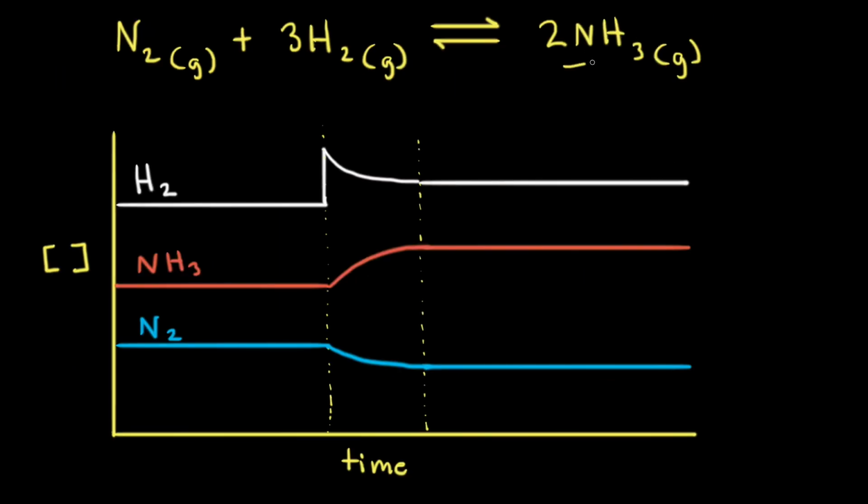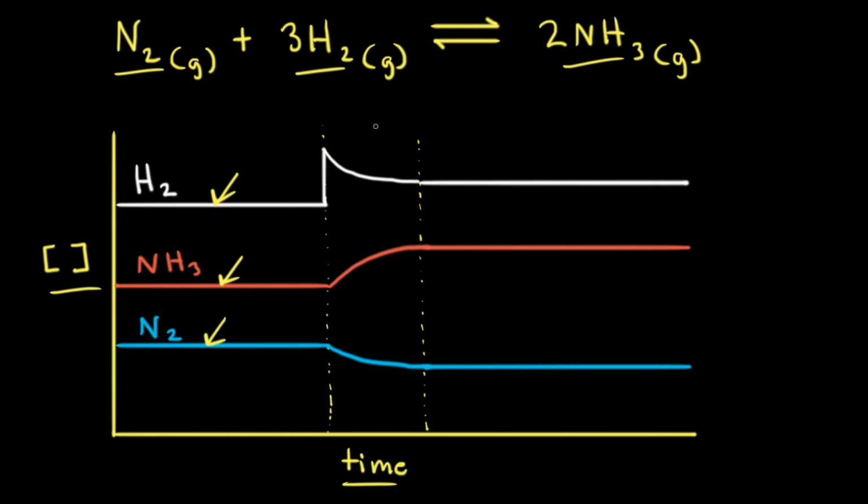Let's look at another reaction. This is the synthesis of ammonia from nitrogen gas and hydrogen gas. And let's say the reaction is at equilibrium. So let's also look at this on a graph of concentration versus time. At equilibrium, the concentrations of reactants and products are constant, which is why we see these straight lines here for the concentration of hydrogen, ammonia, and nitrogen.